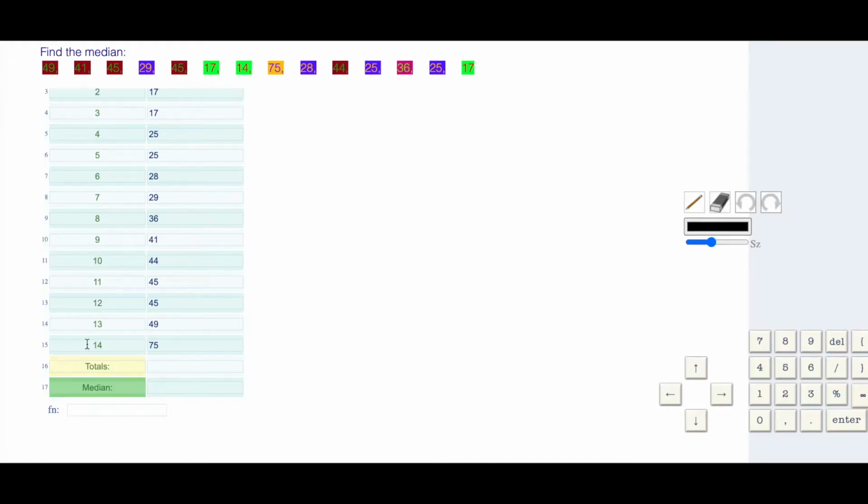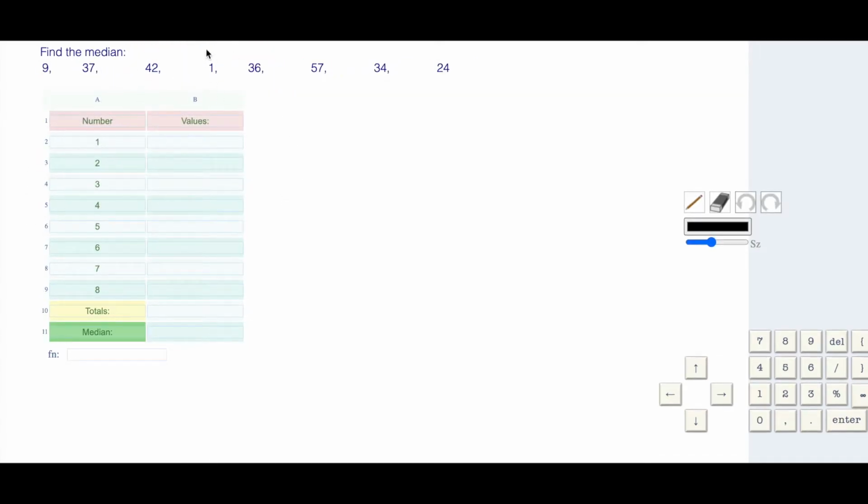In this case, we have 14 divided by 2 is 7. I'm going to take the 7, and I'm going to take the 8 as well, these two numbers. The median is going to be, open brackets, the 7th plus the next value, the 8th, then divide that by 2. So we have 32.5.